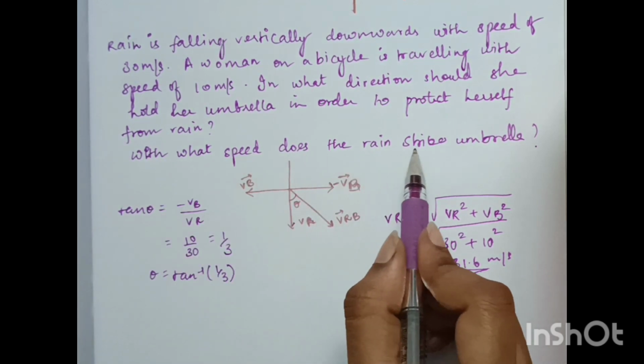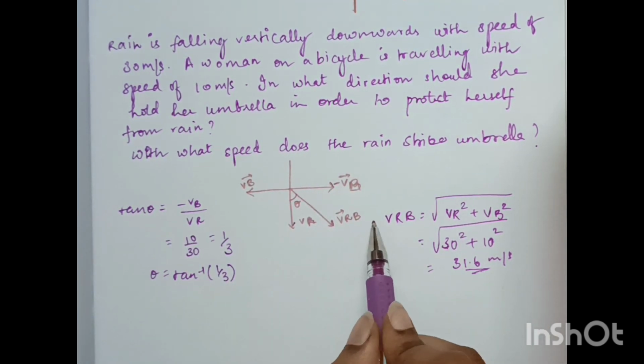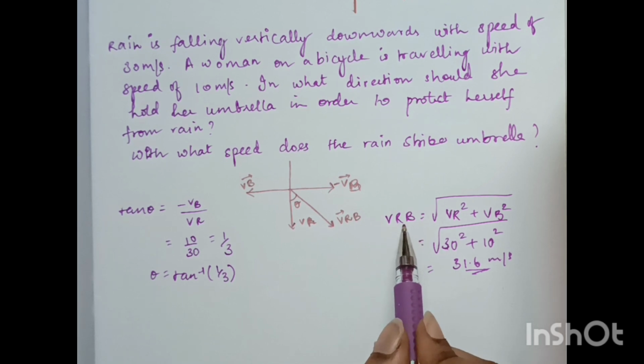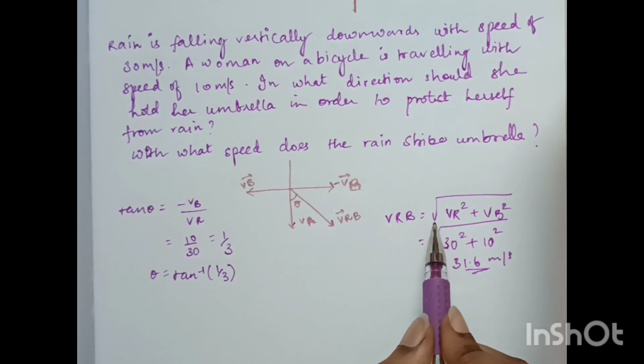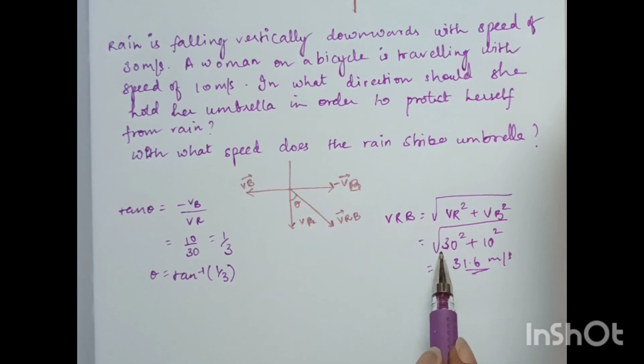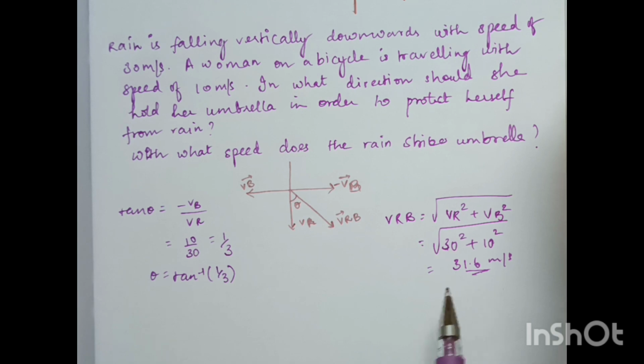Now, with what speed does the rain strike the umbrella? That is the velocity of rain with respect to bicycle, as we have already seen. That is under root VR square plus Vb square, that is under root 30 square plus 10 square. That we are getting as 31.6 meters per second.